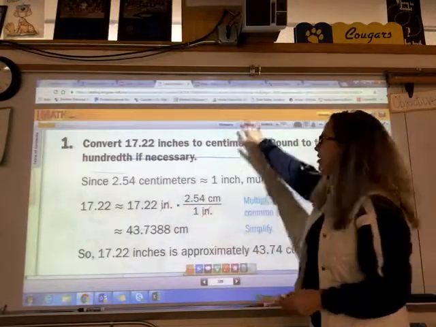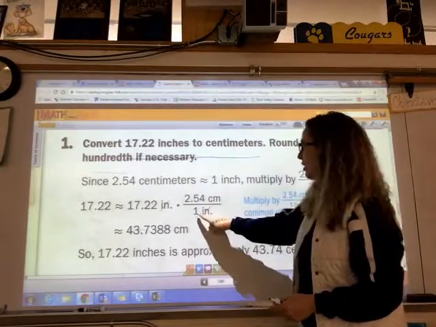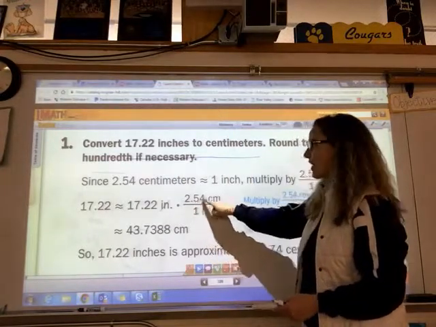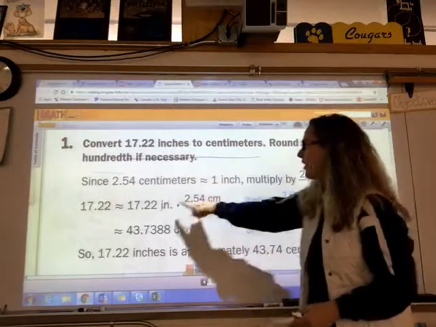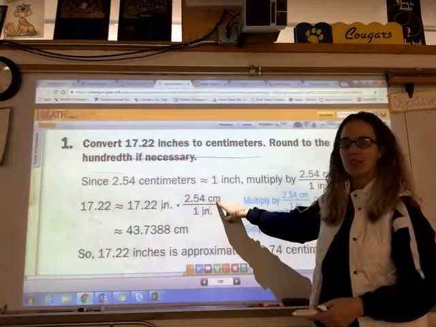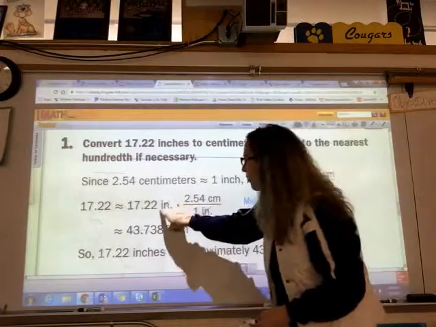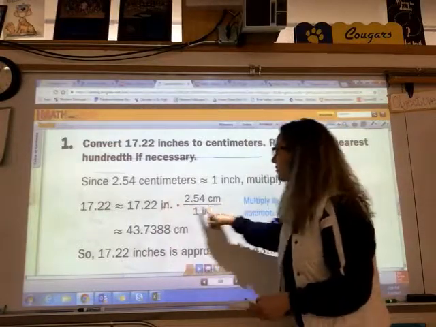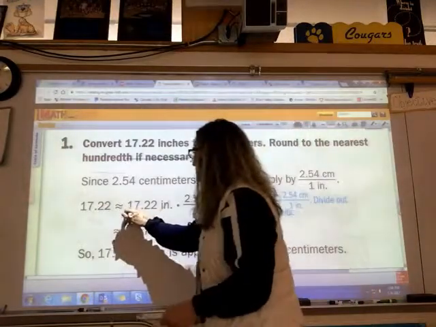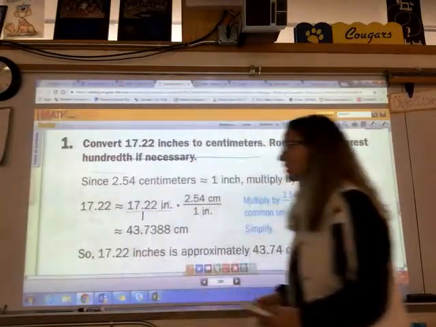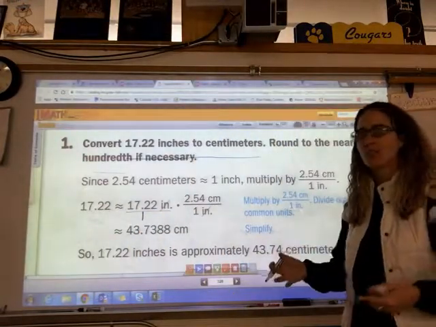And based on our chart above that I just showed you, 1 inch is the same as 2.54 centimeters. We want to make sure we get inches to centimeters, so I had my inches, and now I'm at centimeters, which is what we want. You're going to cross off those common units right there. Now, if I think of this in terms of a fraction, this would be the same as 17 and 22/100 over 1. So treat it as a fraction.